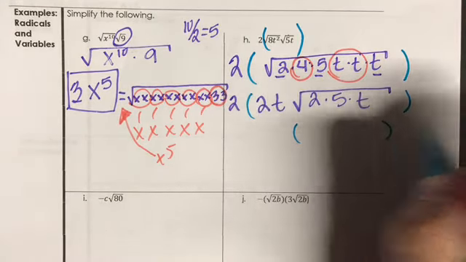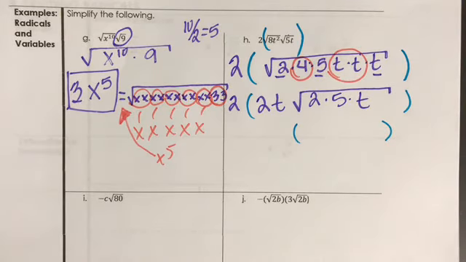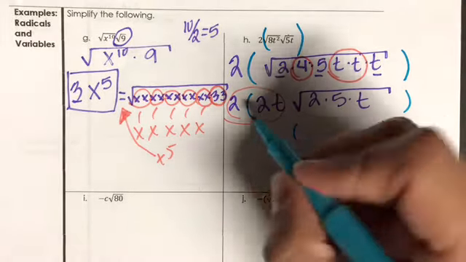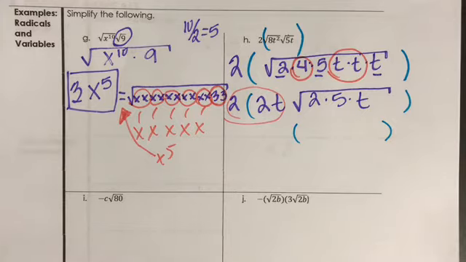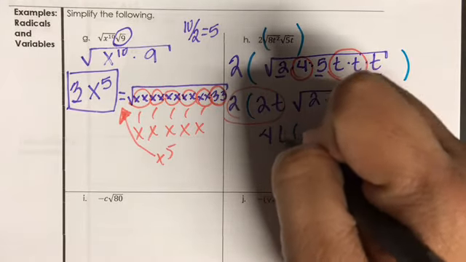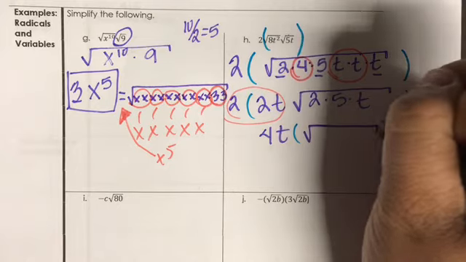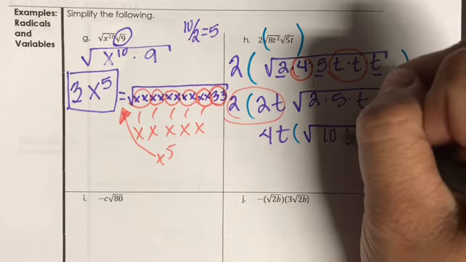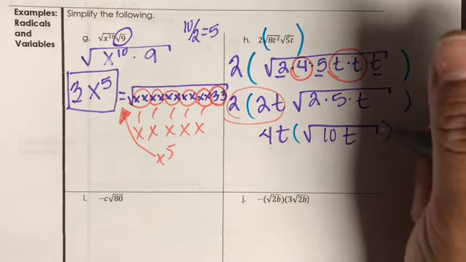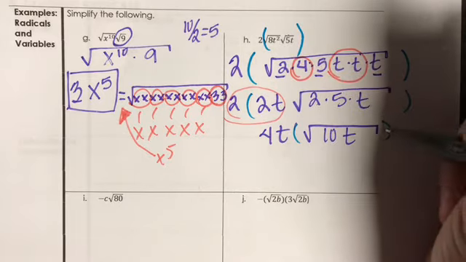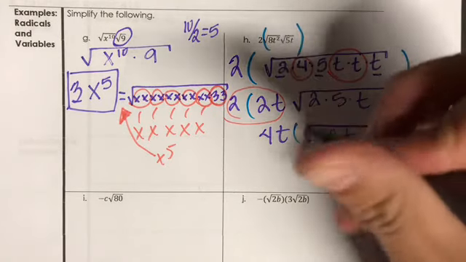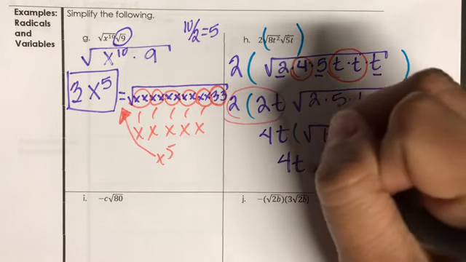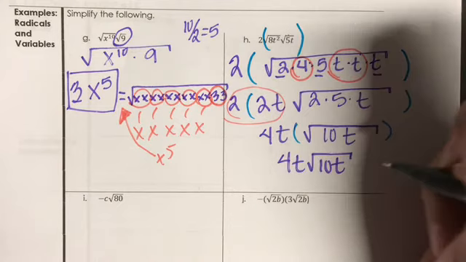I'm going to continue to simplify, but in this case I can now multiply what's here. So I have 2 times 2 times t equals 4t. I have what's underneath my square root. 2 times 5 times t is 10t. I cannot take the square root of anything underneath that. This parentheses indicates multiplication. So the product of 4t times the square root of 10t is going to be 4t times the square root of 10t.